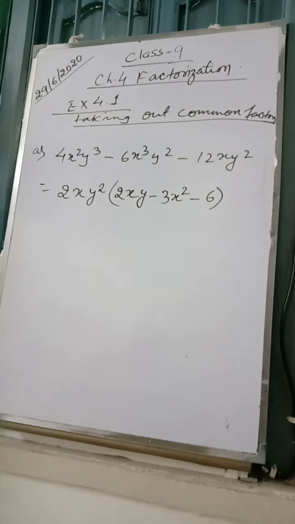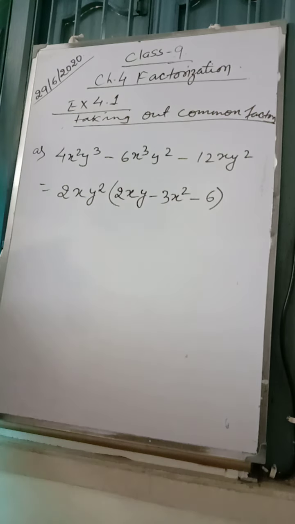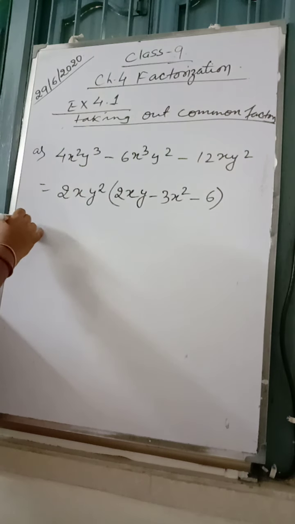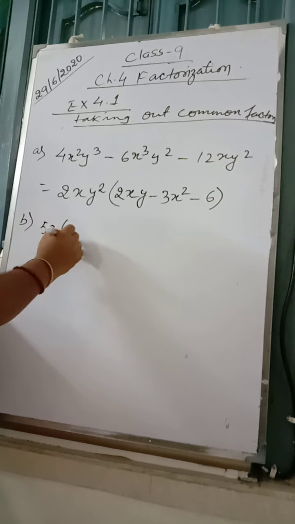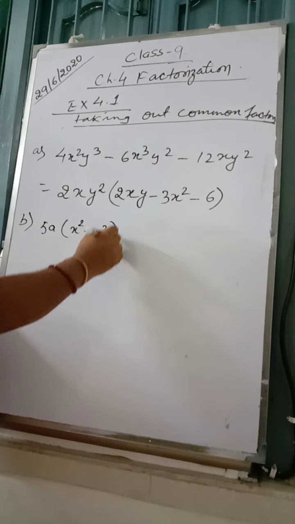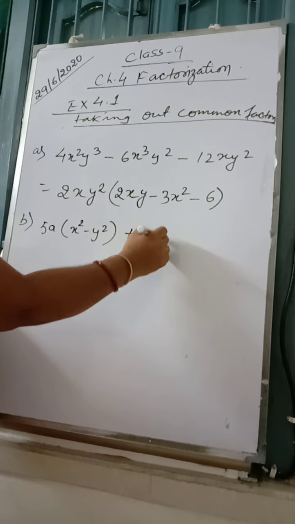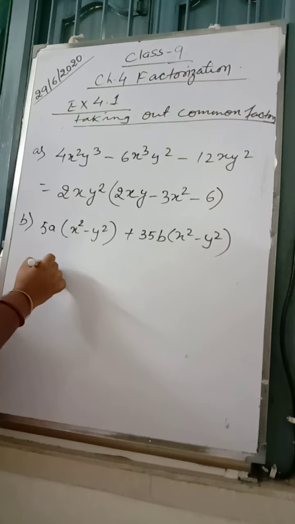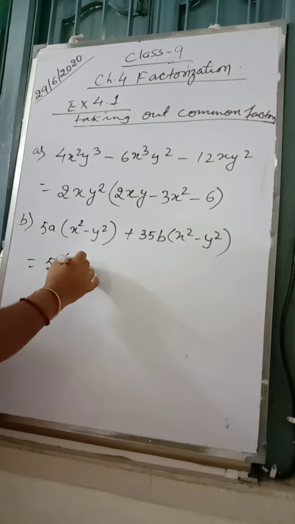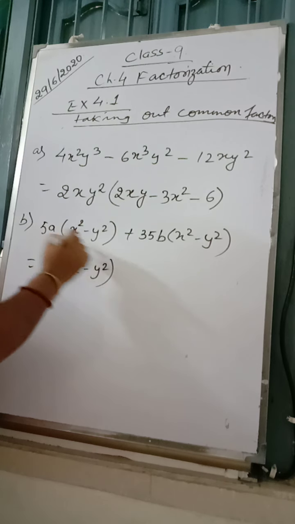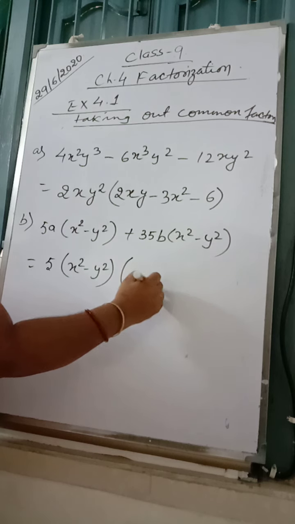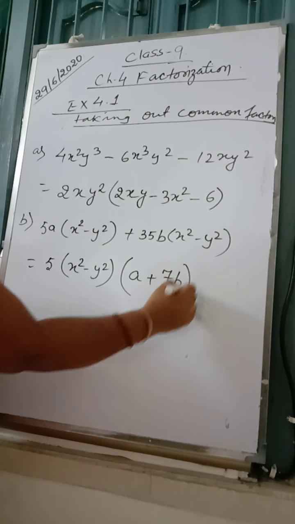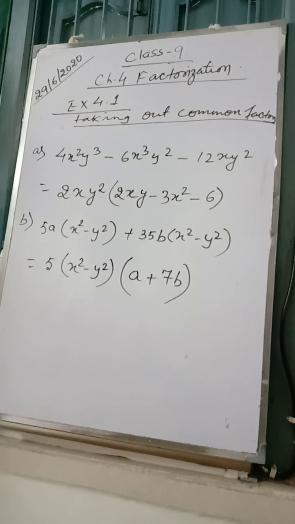Okay. Now you can see number B. It is given 5a into x square minus y square plus 35b into x square minus y square. So first, 5 is common. Next, x square minus y square is common. Here I am left with only a and here I am left with 7b. These are the factors.